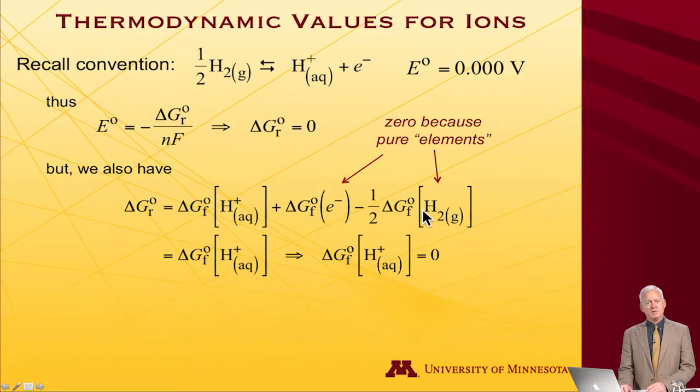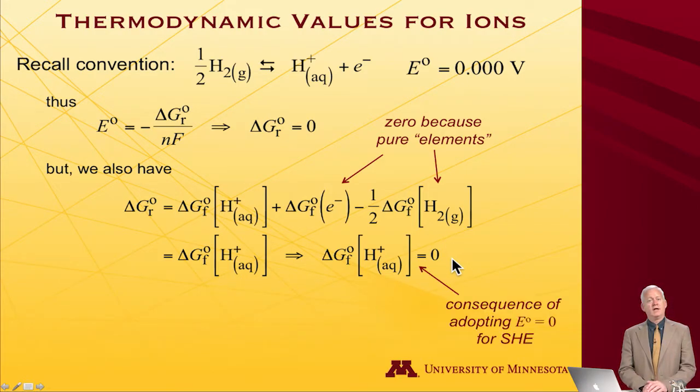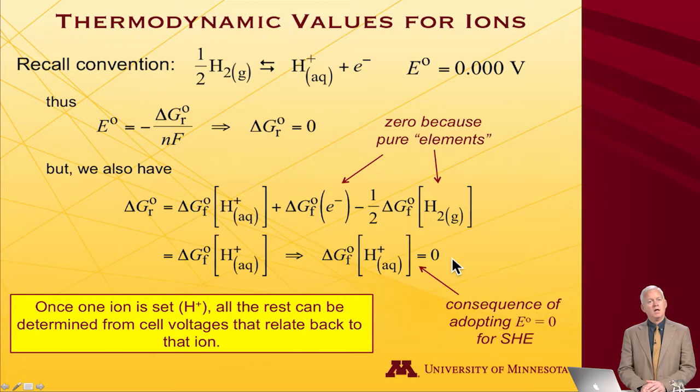And so if this is 0 and this is 0, and by our electrochemical convention this is 0, then we are left with the only thing left in the equation, the free energy of formation of an aqueous proton at unit activity, so let's remember that, a 1 molar aqueous proton, is defined to be 0. And that's just a consequence of the convention we adopted for the standard hydrogen electrode. And once we've got a single ion set, the proton that is, all the rest can be determined from cell voltages that relate back to that ion. We've got a way to determine free energies of formation for all the other species as well.